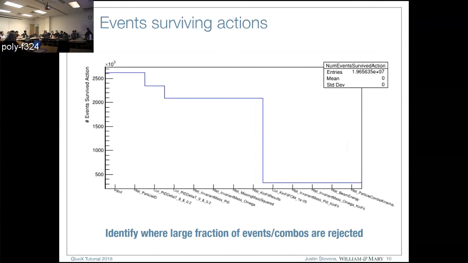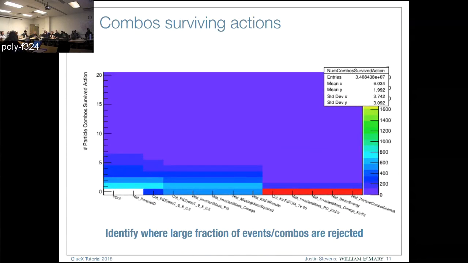Okay, for the events surviving the actions, you can make, by default, a histogram of the number of events you start with, so the input of your events in the tree, and you can see how they sort of fall away as you start to apply different cuts. They're flat for the actions where you're just making a histogram, and this is the number of events you're left with at the end.